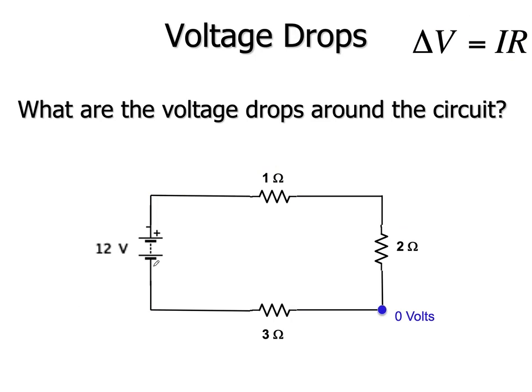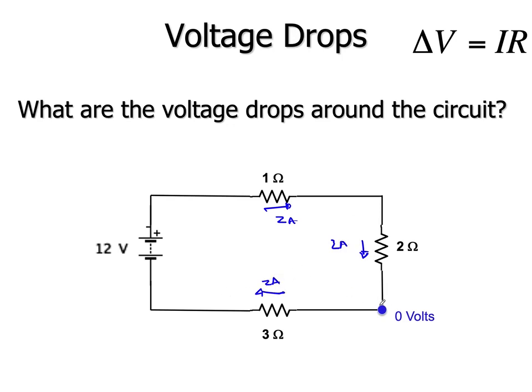It doesn't actually matter where you put the zero voltage point. You'll still get the same result. Let me show you what I mean. What if I define the zero point there? Well, in this case, the current in the circuit is still going to be 2 amps. Why? Because the potential is still 12 volts, and my total resistance is still 6 ohms.